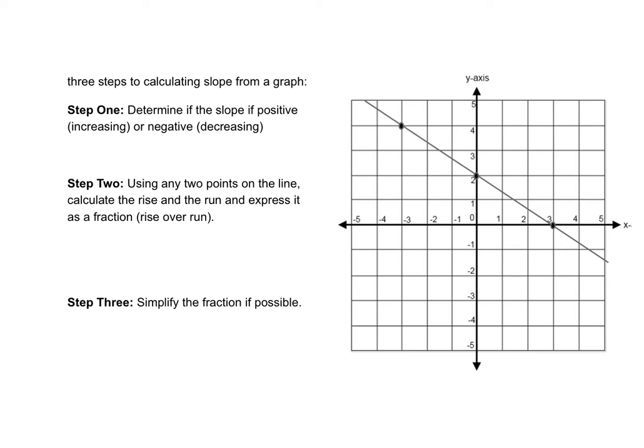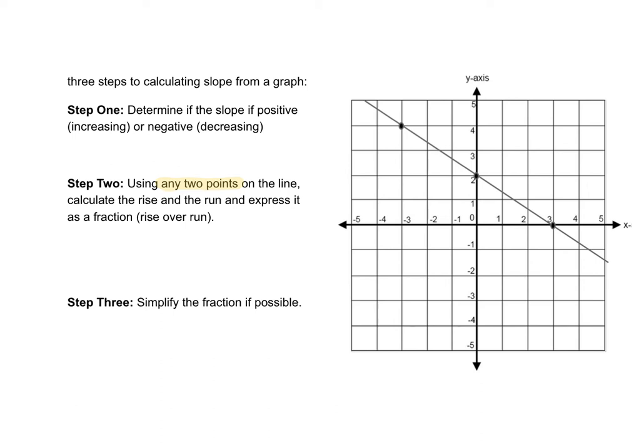Okay. Step 2, you can use any 2 points. So highlight that, underline it. You can use any 2 points on a line, keeping in mind there are infinite points on a line. And you'll calculate the rise and run and express it as a fraction. Any 2 points. And then step 3, you will simplify that fraction if possible.